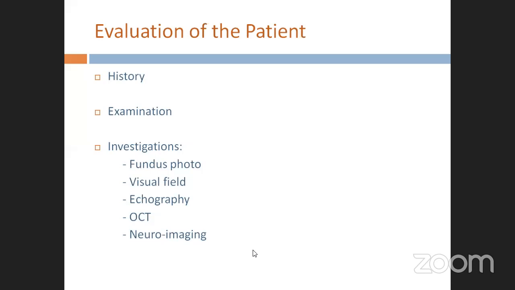because central scotoma means optic neuritis. Altitudinal defect means ischemic optic neuropathy in most cases. And also, we want to know the extent of visual field damage. Echography is important to rule out optic nerve drusen. This is to differentiate between drusen and papilledema.